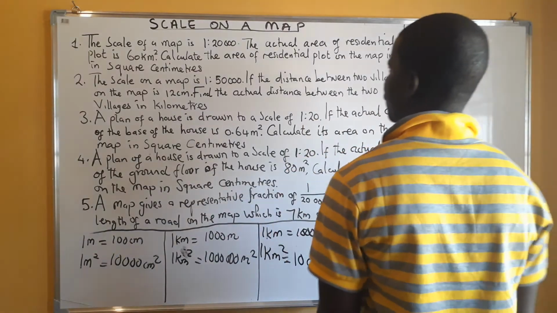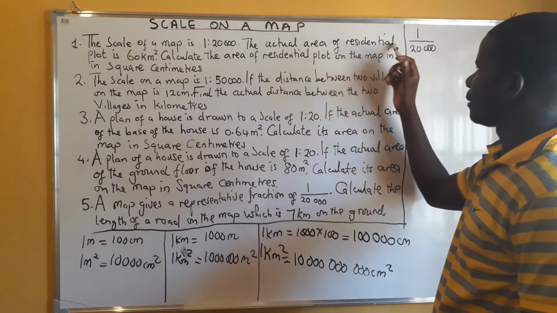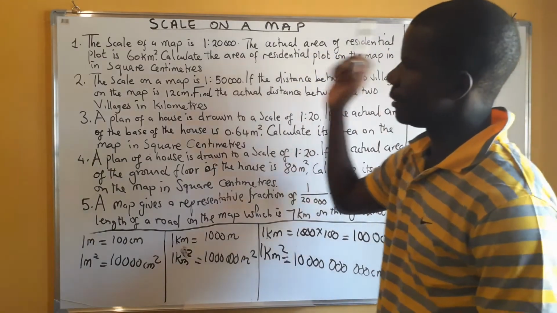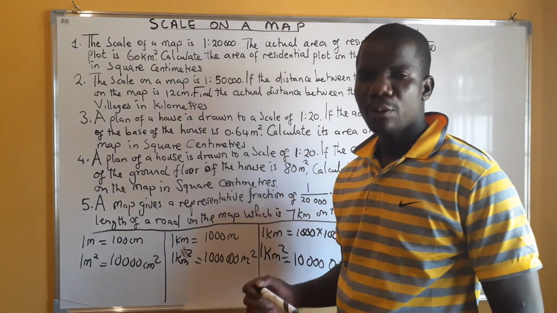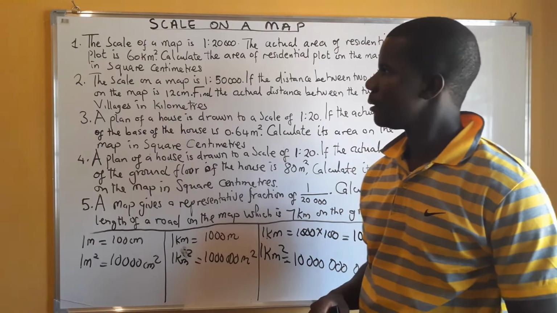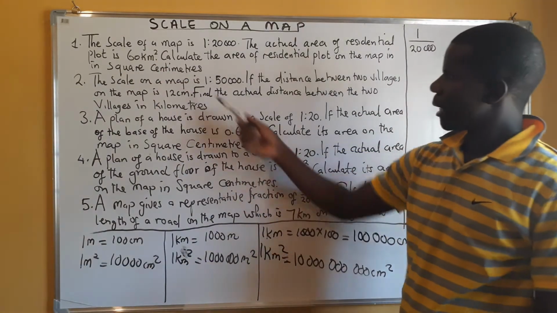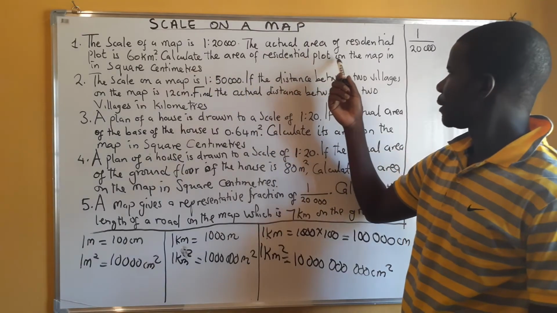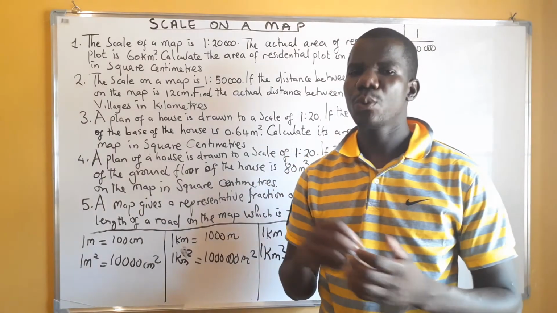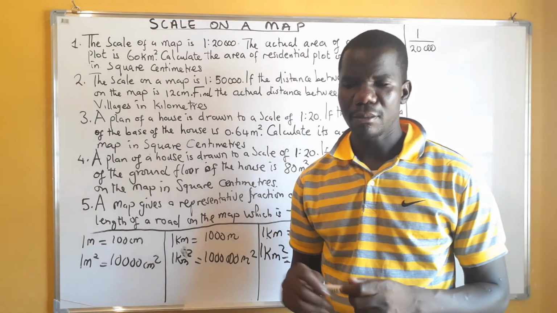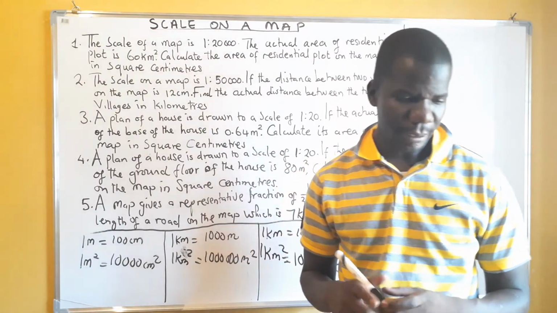Then the actual area of the residential plot is 6 kilometers squared. Calculate the area of the residential plot on the map in square centimeters. What is it that we are expected to do here? Let's try and pay attention.